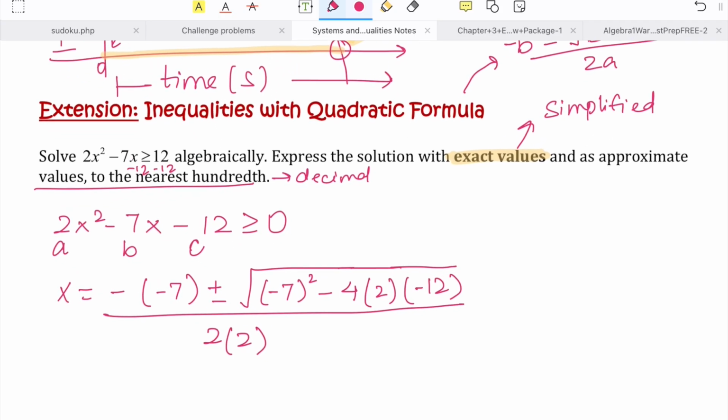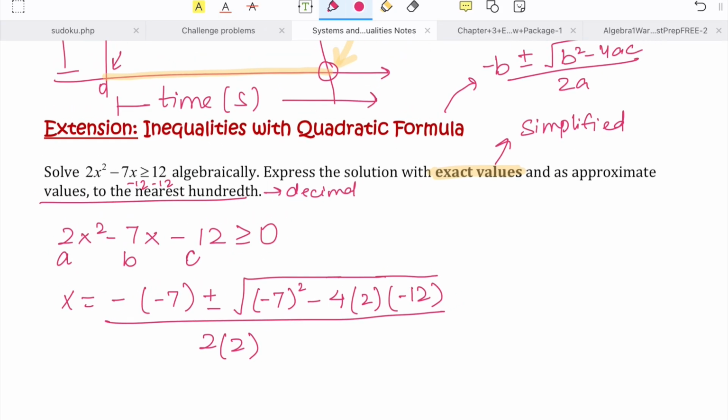Now, the reason why we are using the quadratic formula, you guys, is because if I think of my product, negative 12 times 2 is negative 24. My sum is negative 7. Are there any factors that can make it possible? Well, the factors of 24 are 24, 1, 12, 2, 4, 6, 8, 3.